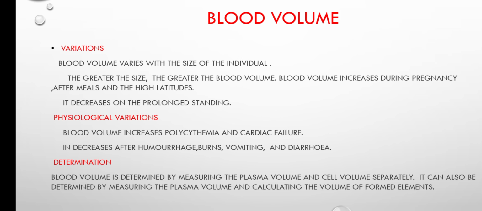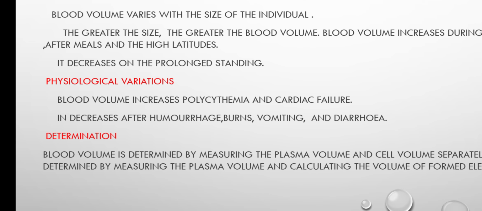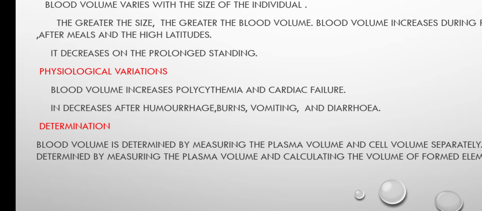And physiological variation, we see physiological variation. Blood volume increases in polycythemia and cardiac failure. Polycythemia means blood cancer patients, like this. In blood cancer patients and cardiac failure, the blood volume increases, and it decreases during hemorrhage, burns, vomiting and diarrhea. Hemorrhage means escape of blood from ruptured blood vessels. So like this physiological variations occur.